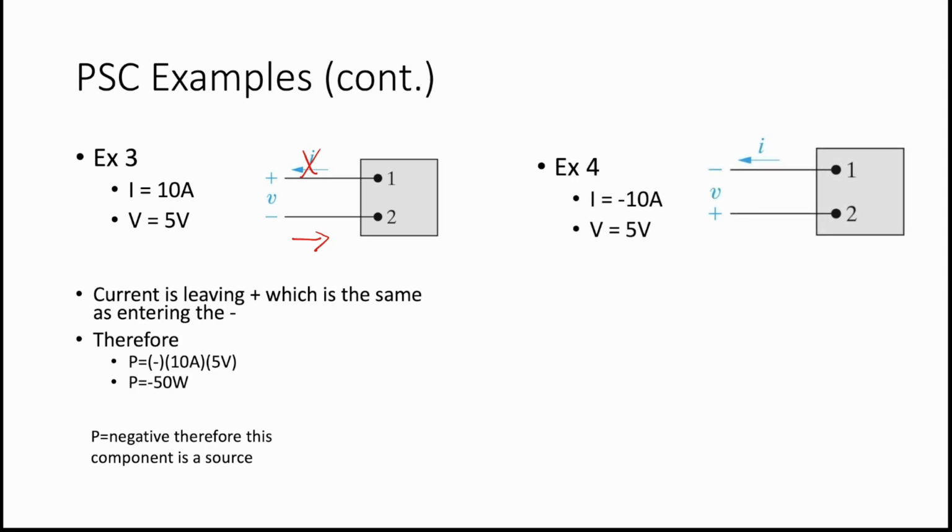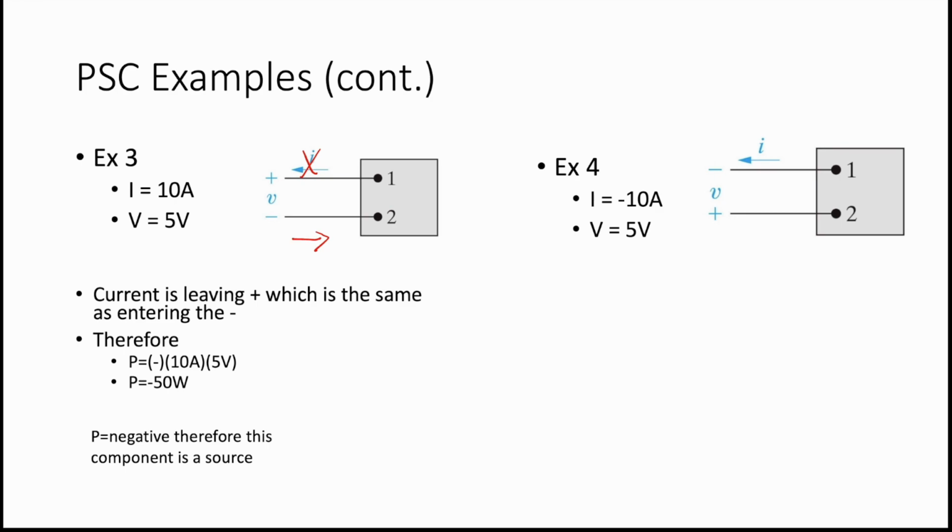In example 4, we have negative 10 amps for current and 5 volts for voltage. Once again, we see that current is leaving the negative terminal. However, negative current just means that the arrow is backwards. So you have two options. You can either change the arrow and make the current positive, or because it's leaving, you can have it enter the positive node instead of leaving the negative node. I'm going to leave the current value as negative, and I'm just going to move the arrow so it enters the positive. Just like last time, the same amount of stuff must leave that enters.